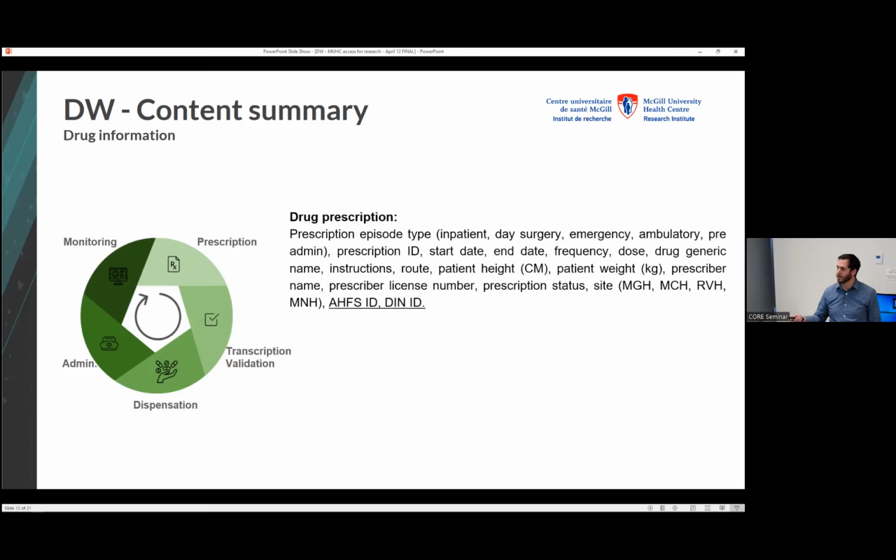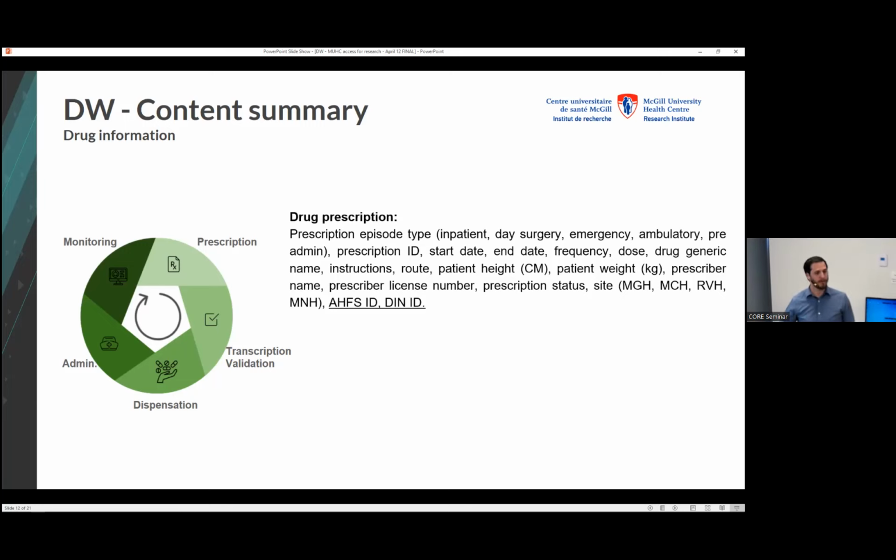So we have the information of the drug prescription: prescription episode type (inpatient, day surgery, emergency, ambulatory, pre-admin), prescription ID, start date, end date, frequency, dose, drug, generic name, instruction, route, patient height in centimeters, patient weight in kilograms, prescriber name, prescriber license number, prescription status, site, and the different sites where we have the prescription. Each drug is classified with two standards: a DIN classification and an AHFS.